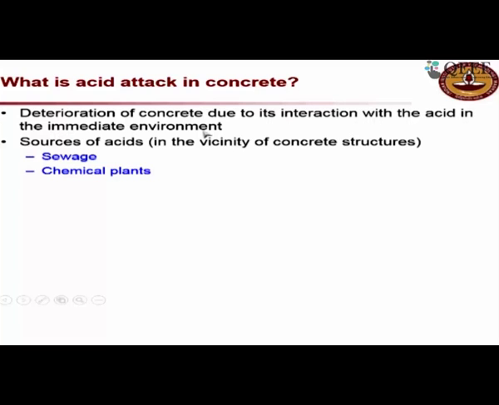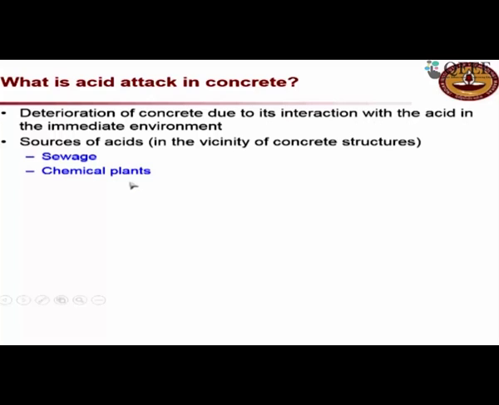So this immediate environment could be either soil or the liquid which is going through the pipes. So we are talking about either inside the pipe or outside the pipe, we can have acid attack, or if you are talking about any industrial plants or wherever concrete is coming in contact with the acid. One example is sewer pipelines, where the sewage it generates leads to the formation of acids. We will cover that later.